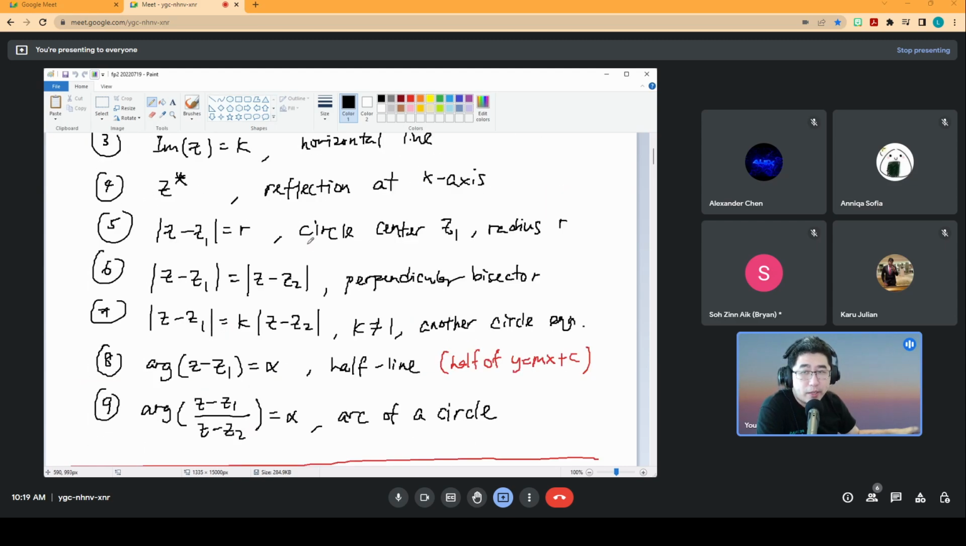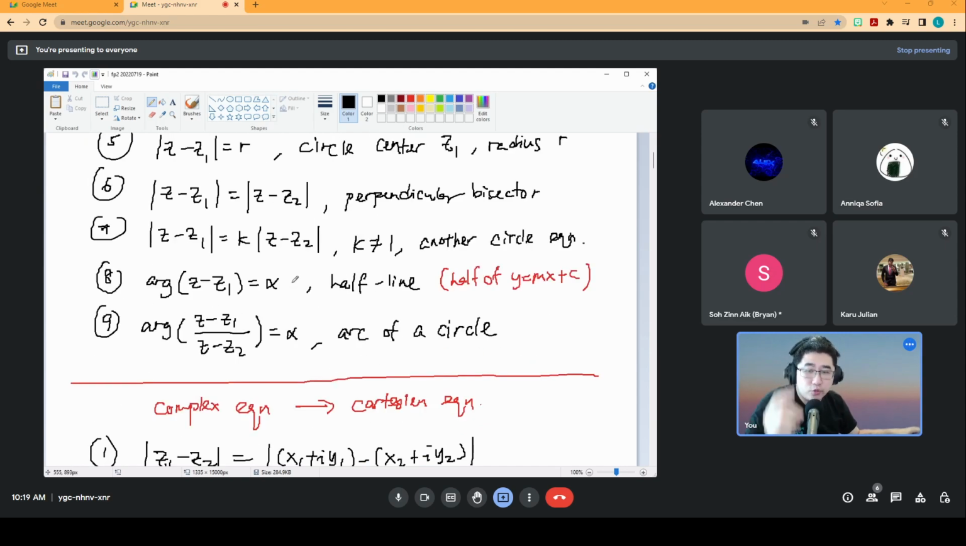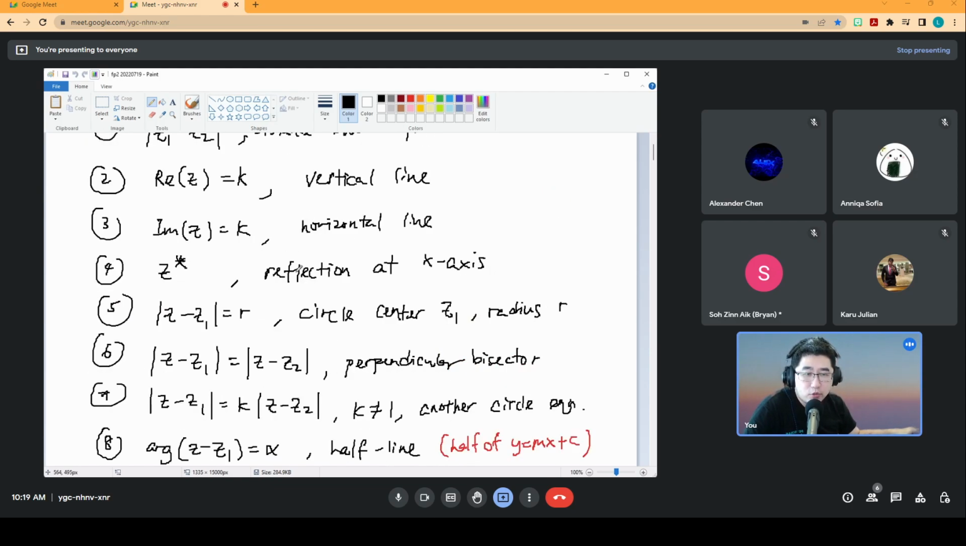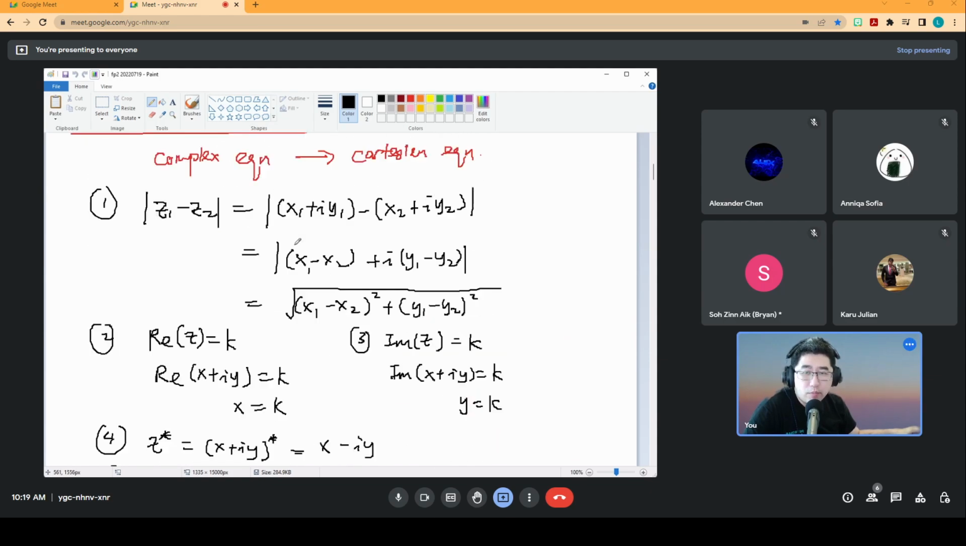The best way to remember this is, if you wish to prove it, you can always write them in Cartesian form and then figure out the shape, or you memorize them to draw the shape immediately. But no matter what you do, make sure you do it within the 2 hours of your exam. Then from here, modulus of z1 minus z2, you can see how we do the calculation. This one tells you that it's a distance formula.